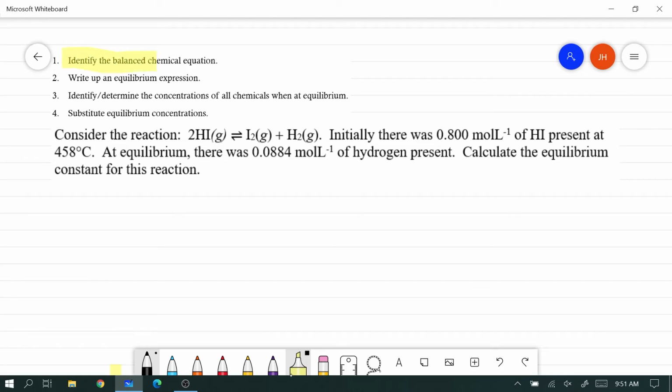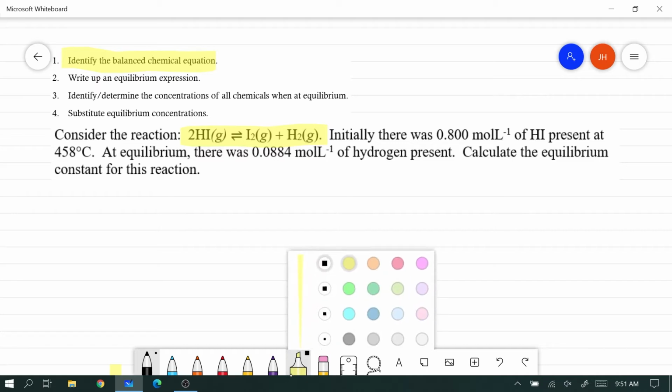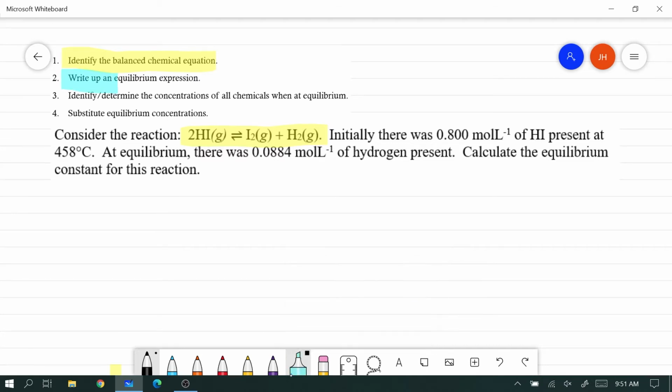So what we want to do first is identify a balanced chemical equation, and that's the reaction between hydrogen iodide and its products iodine gas and hydrogen gas. We then also want to write up an equilibrium expression, which I'm going to do right away. So product of products means that we've got concentration of I2 times the concentration of H2, and that's being divided by the product of our reactants, so that's the concentration of hydrogen iodide, and we're going to be squaring that.